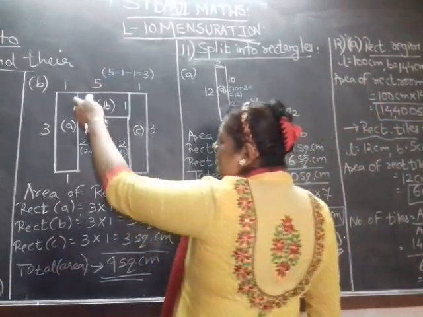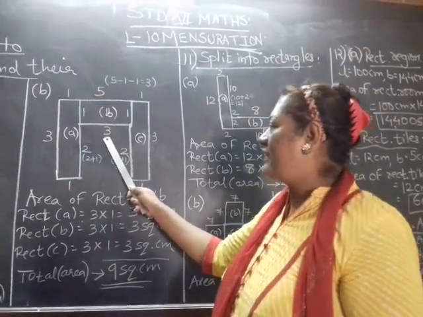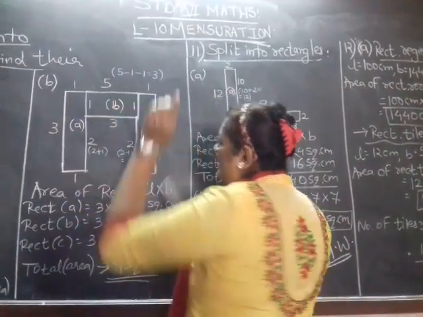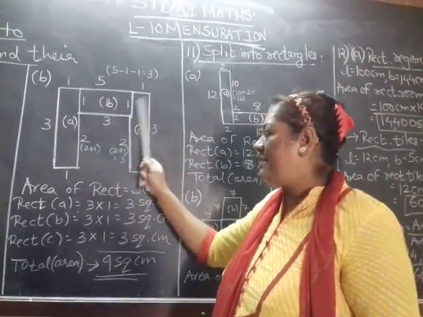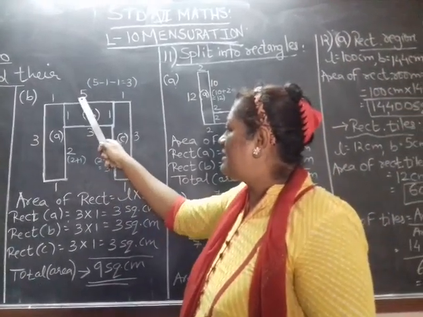But now you come on to rectangle B. Here, the length of rectangle B, this is the only portion for rectangle B, right? Breadth and breadth are the same, 1 centimeter, 1 centimeter. But what about the length? This is 3 centimeter and this is 5 centimeter.